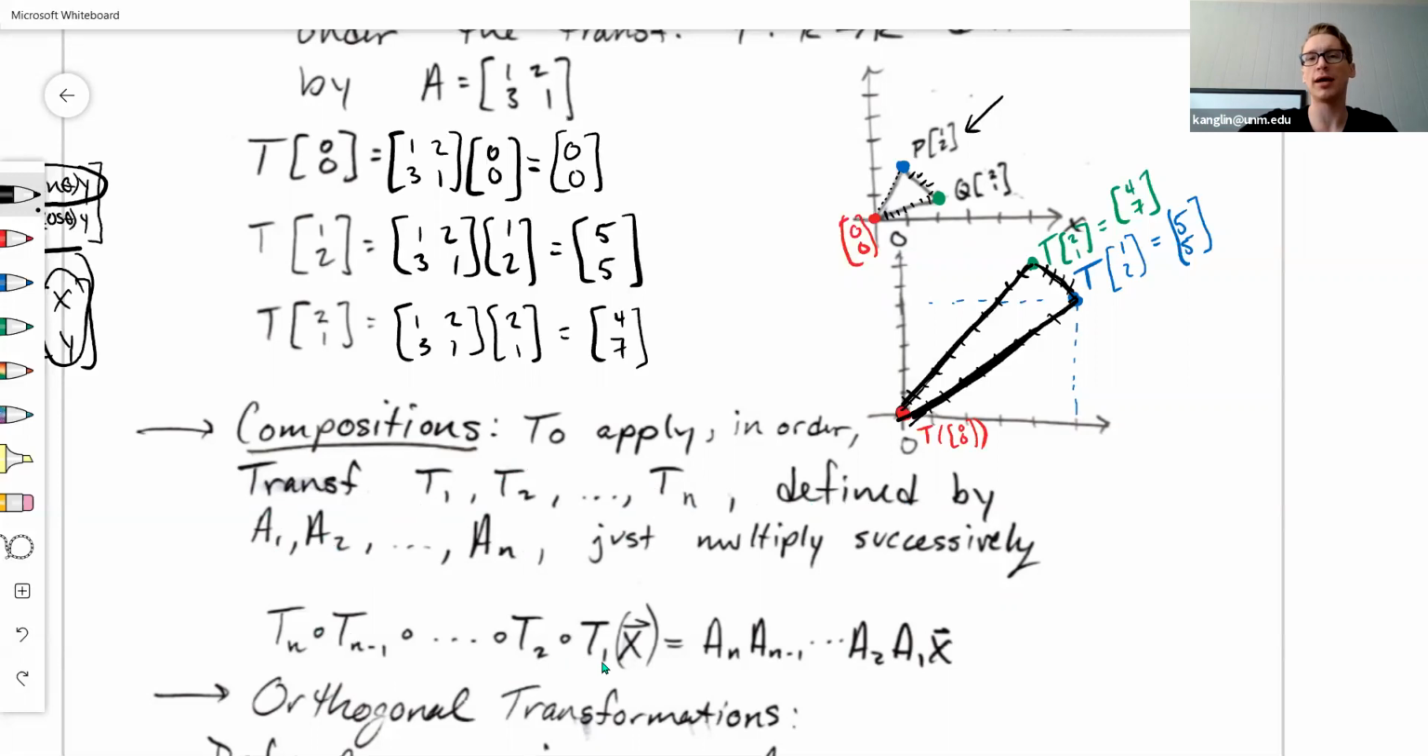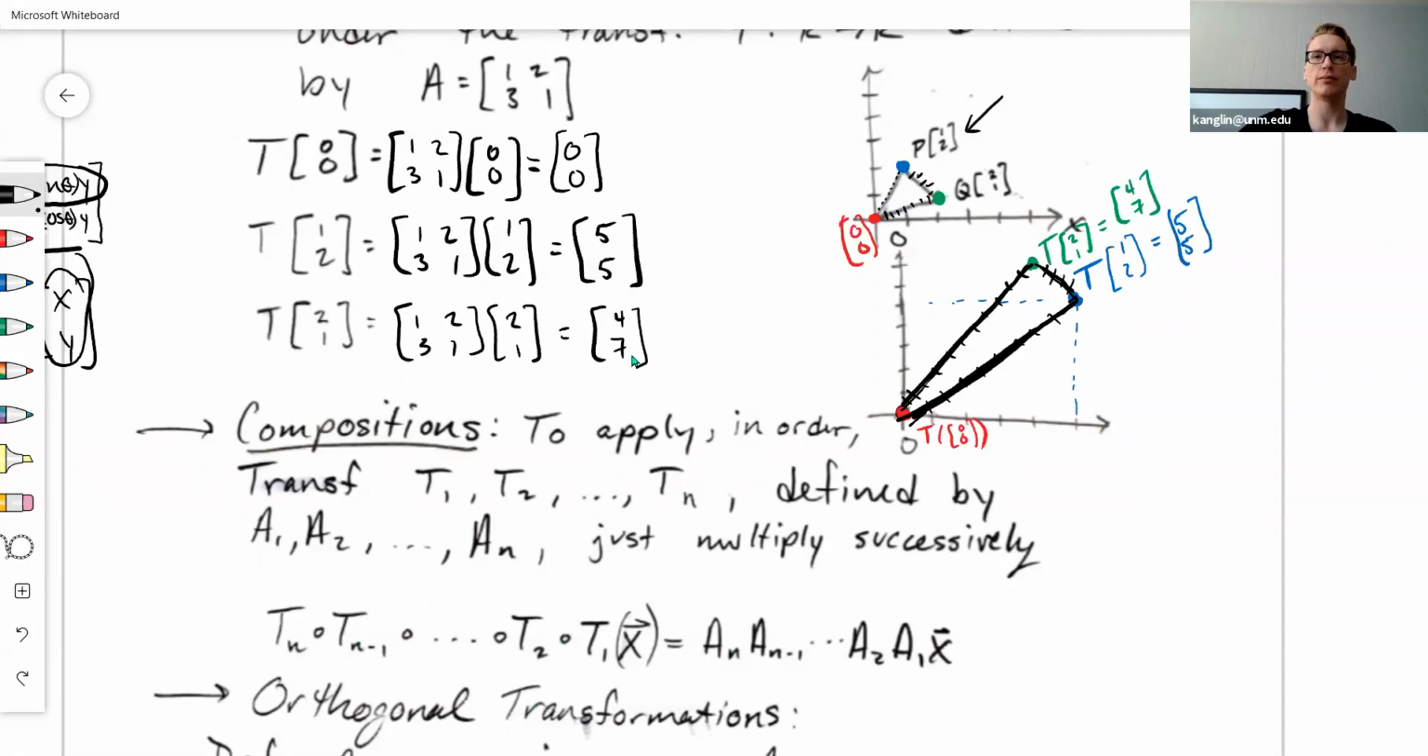So if I want to apply T1 first, then T2 to my input, all the way out to Tn being applied last, that would be written this way. These little circles mean composition, one transformation applied after the other. All we have to do is apply the matrix multiplications that define those transformations in the same order: A1 times x, A2 times that result, A3 times that whole result, and so on until you've multiplied by your last An matrix representing Tn.